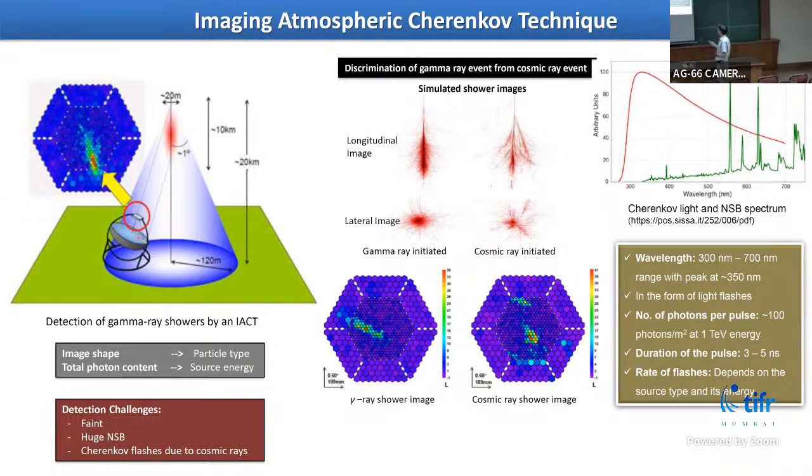When cosmic ray particles enter the Earth atmosphere, they also generate similar types of Cherenkov showers, but the profile generated by them is more irregular, whereas that generated by gamma rays is quite regular and elliptical in shape.